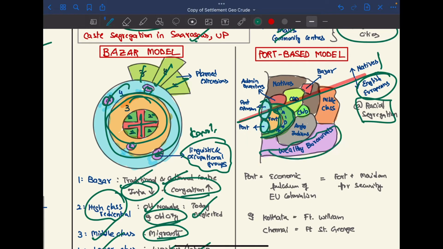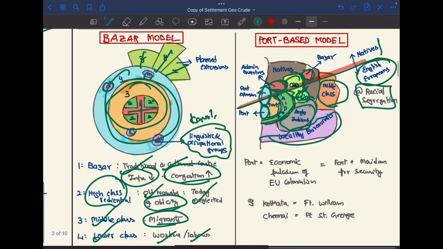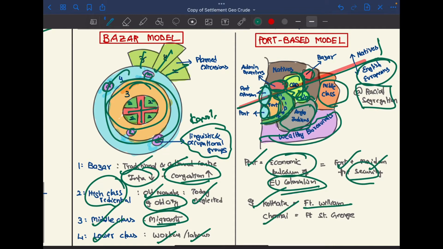Wealthy bureaucrats and middle class people live here. Anglo-Indians live here. There is a club where all people come and join. This is the central business district. We have the bazaar here. These are the administrative quarters. So this is the port model. Port is very important for colonial powers because it was the economic fulcrum for them. So the fort and Maidan were for their security. Examples are Kolkata's Fort William and Chennai's Fort St. George.